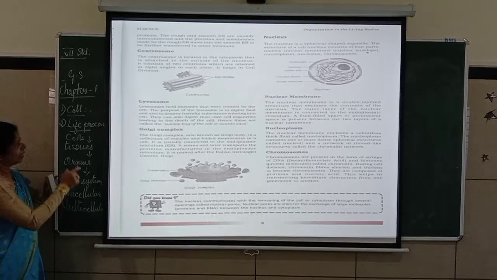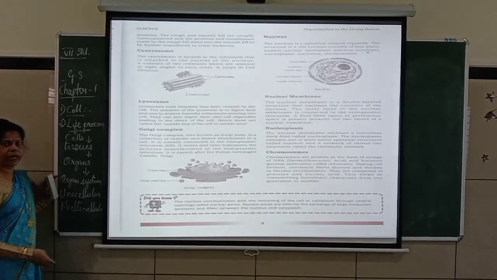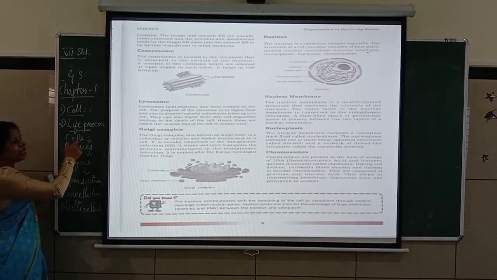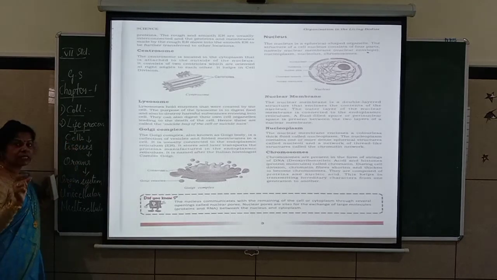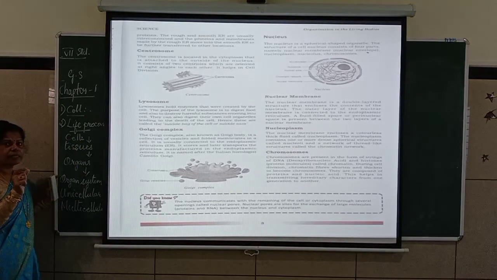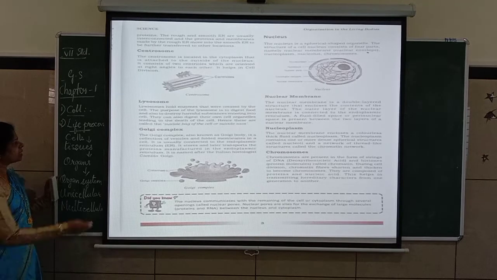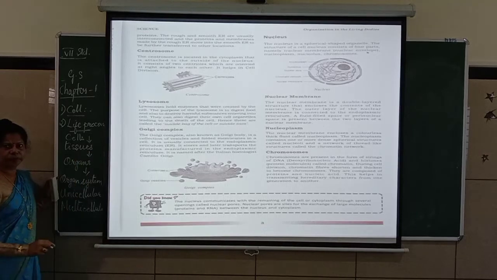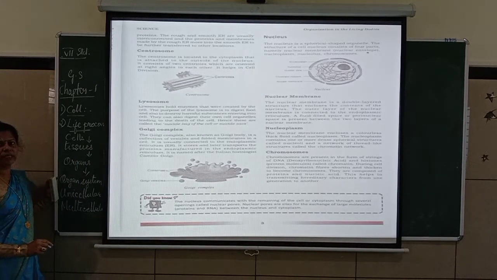Now, when it comes to higher organisms, what is going to happen? So many cells join together. So many cells means what? Cells of the same type will join together, will combine together, will group together. And what do they form? They perform a particular function. Okay? That is called a tissue. Tissue, we call it tissue.